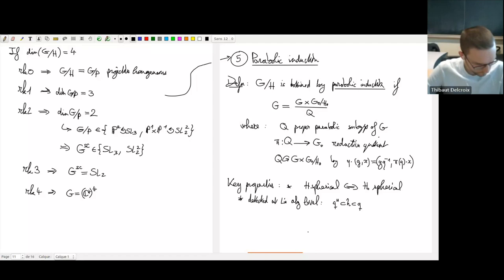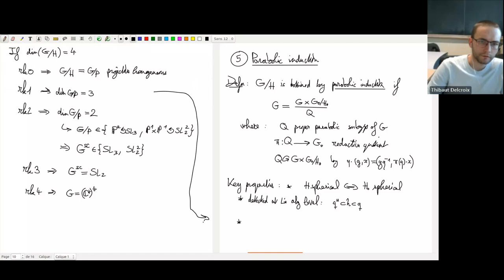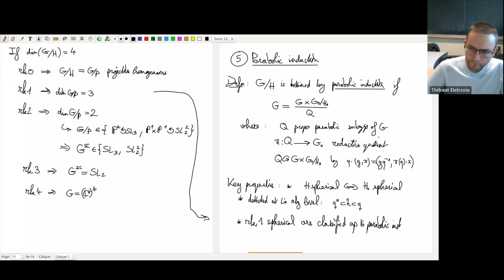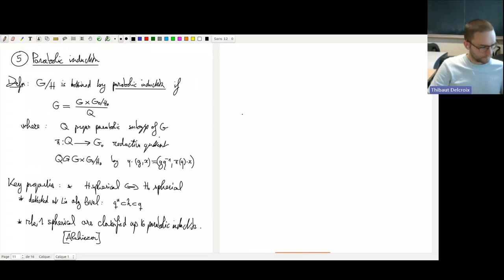And then a third property, which is where this arrow should lead, is that rank one spherical are classified in general, in full generality, up to parabolic induction. Okay, so the rank one case is dealt with using this. This is an old result by Chiesa. I don't have the date at hand, but it was in the 80s. So that gives the answer for rank one.